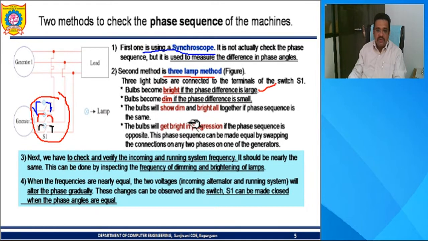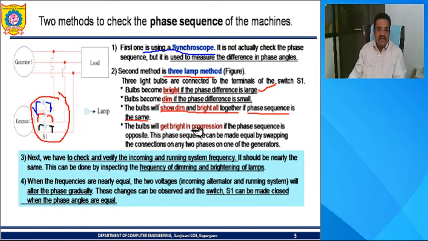And what are we going to check? We are going to check the bulb brightness. If the bulb becomes bright, the phase difference is large. If it becomes dim, the phase difference is small. The bulbs will show dim and bright all together if the phase difference is the same. So all three lamps will show either dim or bright at the same moment. In that case we can say the phase sequence is the same.